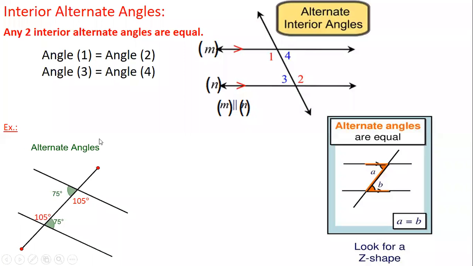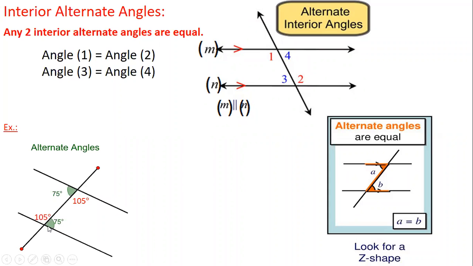Please look at the example I have given you down here. We have two parallel lines. In between the parallel lines and the transversal, we have four angles. The angle here is 75 degrees. The angle down is 75 degrees. So these two angles are called interior alternate angles. This angle is 105 degrees, so the up angle is also 105 degrees.